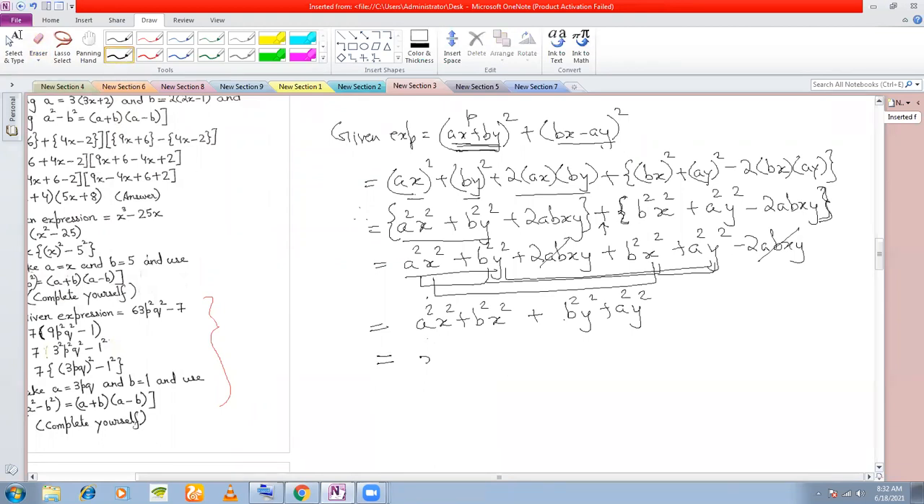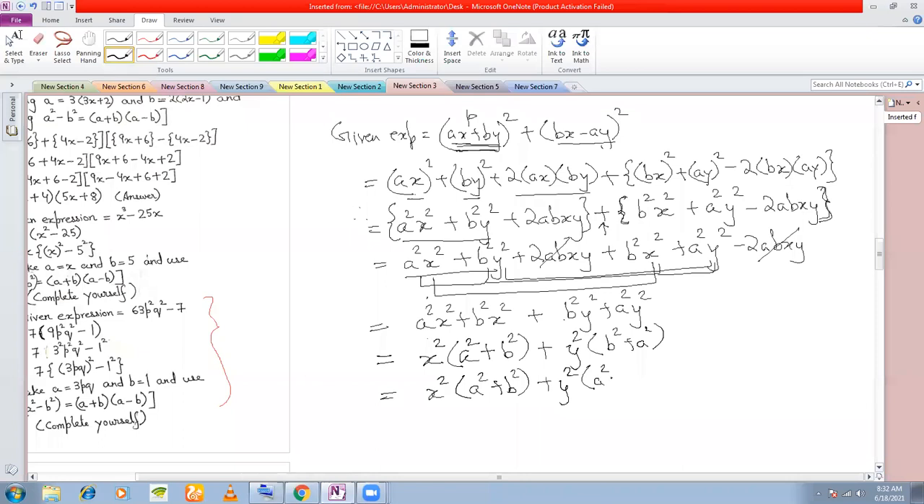Now from these two, you can take out the HCF x square. What are you left with? From a square x square, you're taking out x square, that means you're dividing a square x square by x square, so you get a square. Plus, from b square x square, you're taking out x square, so this will be simply b square. Similarly here, you can take out y square. So you get b square plus a square. Okay, so this is x square into a square plus b square, plus y square into a square plus b square.